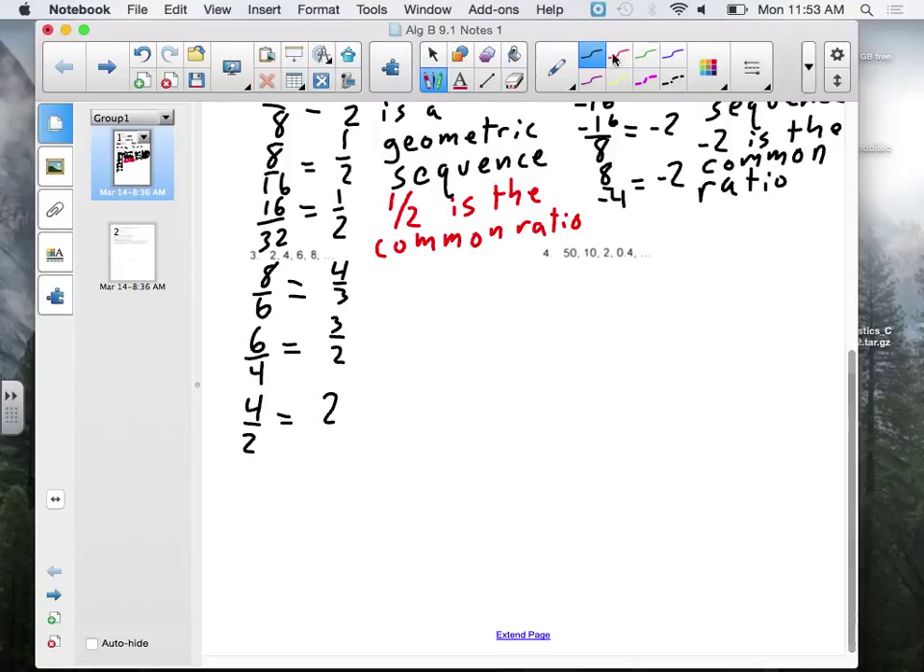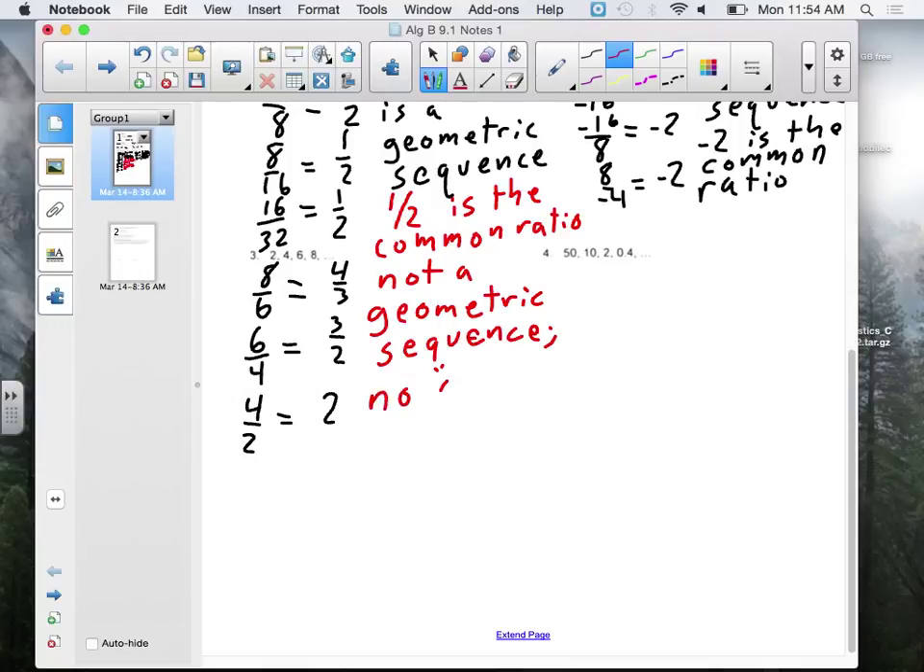So, this isn't a geometric sequence, so we say not a geometric sequence. And then there's no common ratio, just like we saw, so we can just write no common ratio.